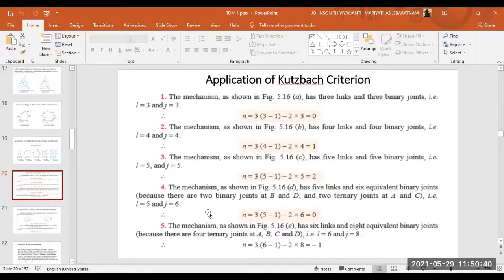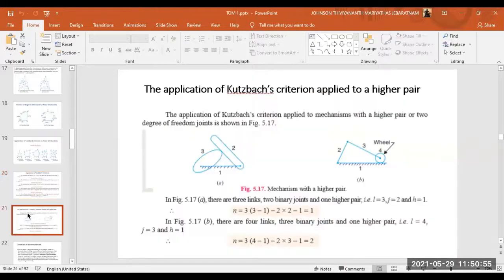Then the lock chain, because there are 2 binary joints at B and D. I told you the number of binary joints is increasing, so that's why this could not move. And here also the motion is restricted. Here we have two examples where we have the h.